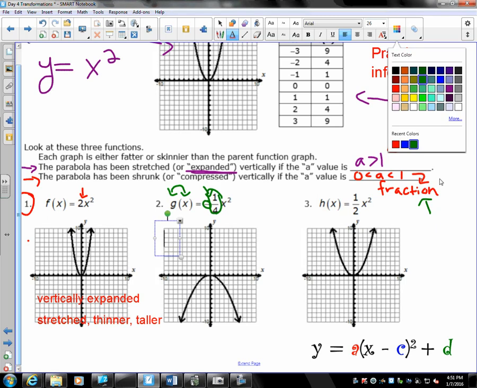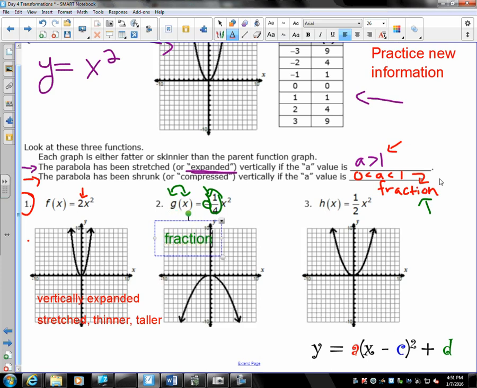We had a fraction, so it's going to get wider, or in a fancier way of saying it, vertically compressed. Okay.